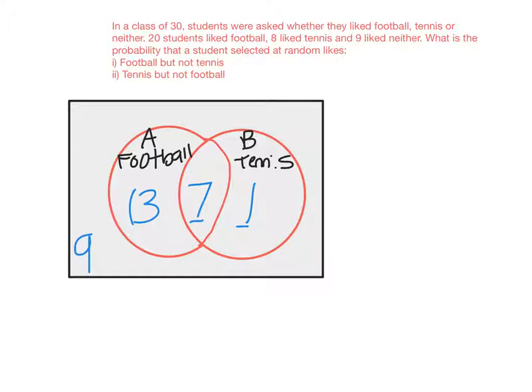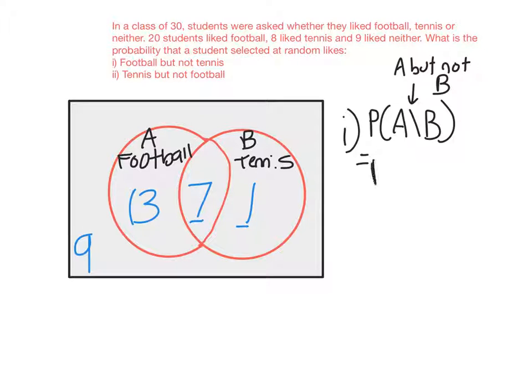Of course, the reason that the number of students that like football and tennis added up to more than 30 is because some students like both. Once we've put the numbers in, figuring out the answer to the probability questions is easy. So the probability that a person likes football but not tennis. What we're essentially looking for is the probability that they are in A, like football, but they're not in B. That's how we write A but not B. Another way you can write this is the intersection of A and B complement, or not B.